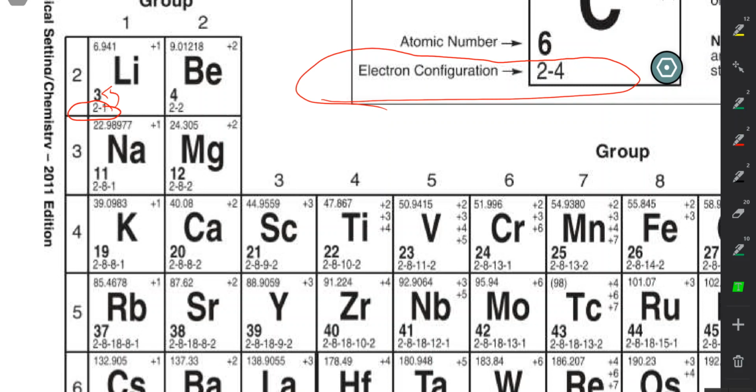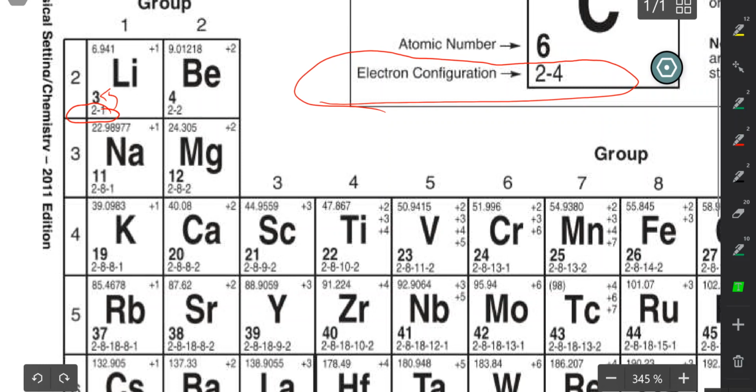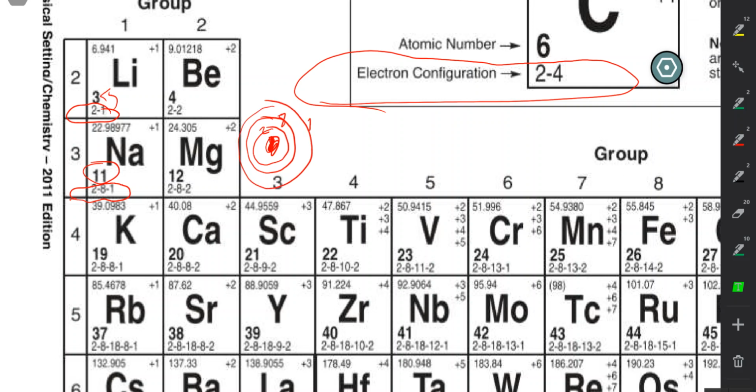Sodium, also known as natrium, hence the symbol Na, has 11 electrons, and they are arranged as follows: 2-8-1. That means there will be 2 electrons in the first shell. So if this was the nucleus, there will be 2 electrons in the first shell surrounding the nucleus. There will be 8 electrons in the second shell, and there will be 1 electron in the third shell.